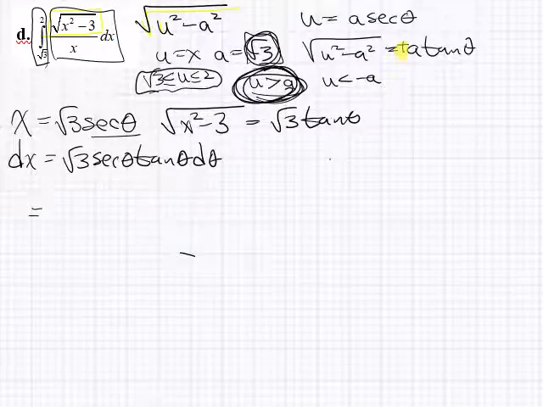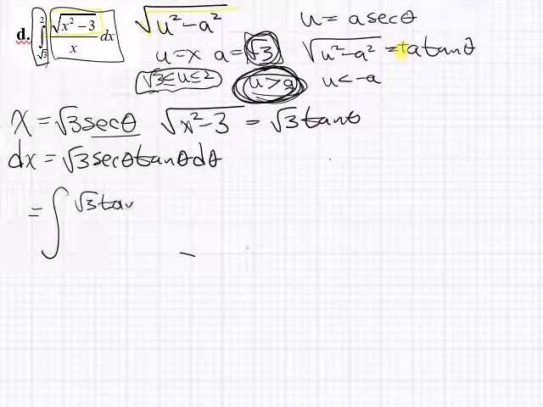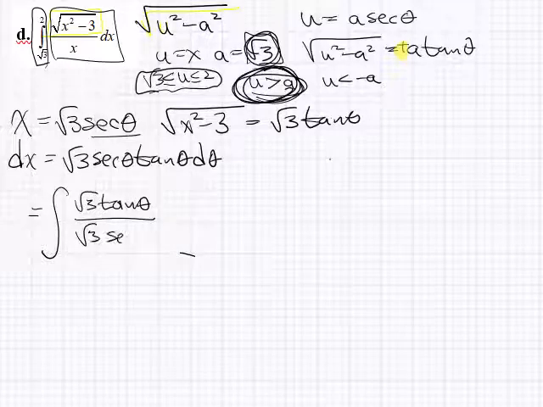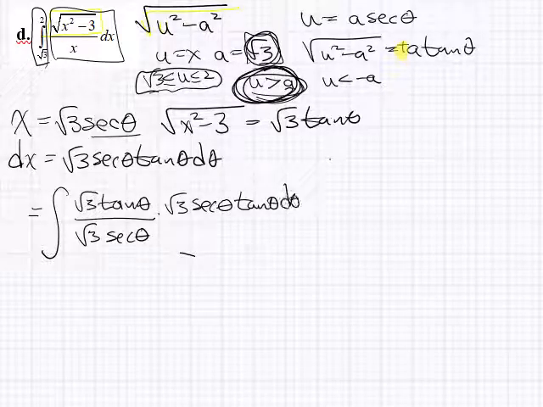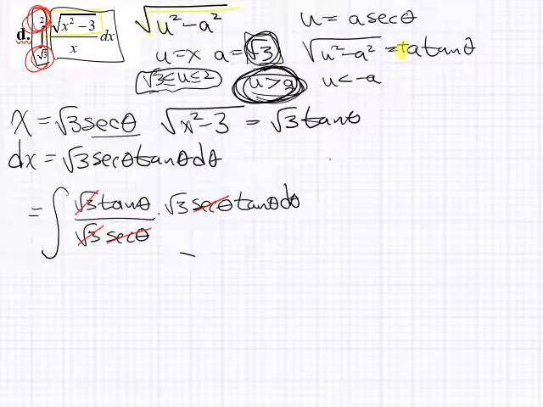Well, we're going to get the integral of the square root, which is square root of 3 tan theta, over x, which is square root of 3 secant theta, times dx, which is square root of 3 secant theta tan theta d theta. There's going to be a lot of simplifying that we can do. Cancel, cancel, cancel, cancel. But don't forget, this is a definite integral, and these are x values. Well, we just switched the variable over to theta.